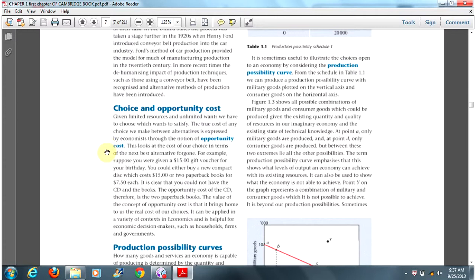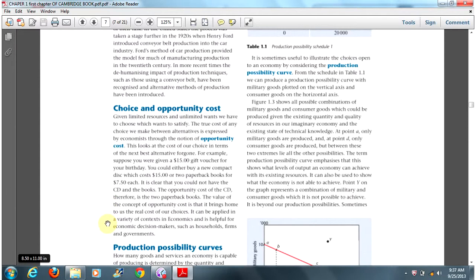For example, suppose you were given a $15 gift voucher for your birthday. You could either buy a new compact disc, which costs $15, or two paperback books for $7.50 each. It is clear that you could not have the CD and the books. The opportunity cost of the CD, therefore, is two paperback books. The value of the concept of opportunity cost is that it brings home to us the real cost of our choices. It can be applied in a variety of contexts in economics and is helpful for economic decision makers, such as households, firms, and governments.